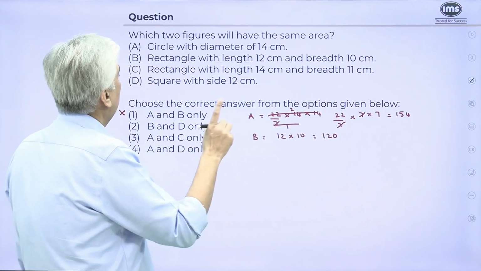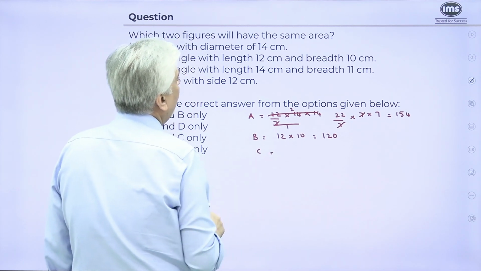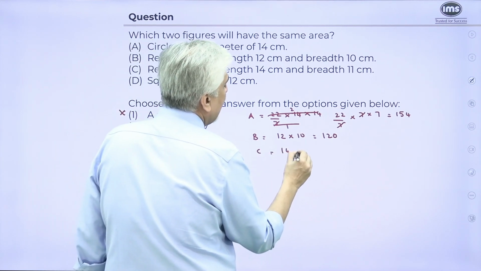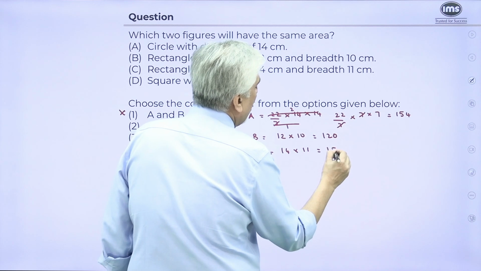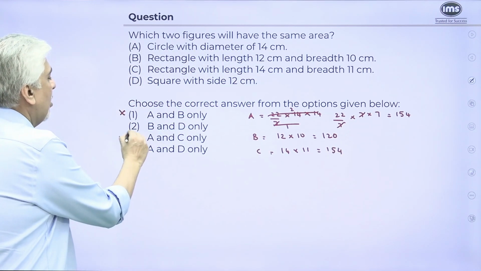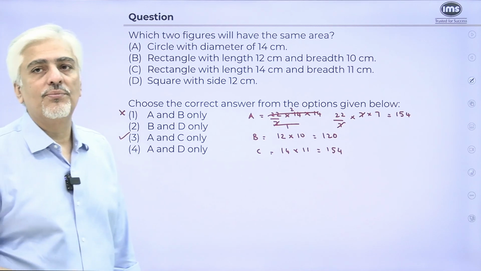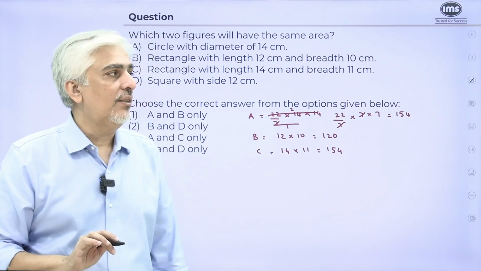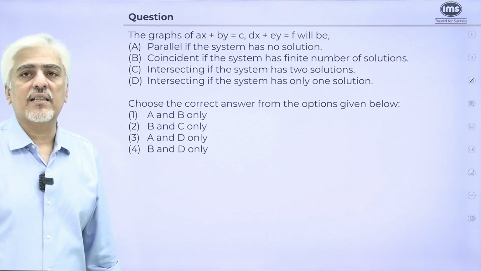C, again a rectangle with 14 and 11. So 14 times 11 is also 154. So I have got A and C as the same. I don't even need to check D. A and C are the same, so the answer is the third option. So pretty straightforward. One more question. Let's look at the next part.